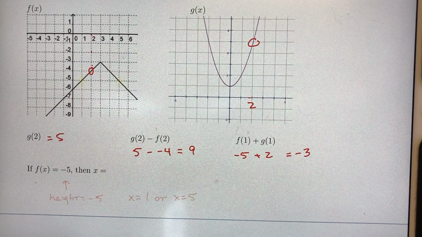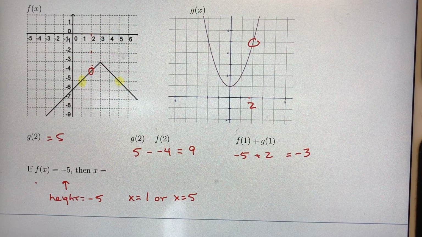Okay. If f of x is -5, that means the height is -5. The output. And there's 2 points that work. Looks like x equals 1 or x equals 5. They both have a height of -5 there. So you can have more than one answer.